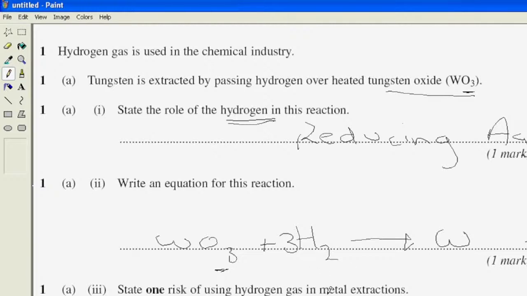State 1 risk of using hydrogen gas in metal extractions. It's the reason why I went into chemistry: it blows up. Well, there's a risk of it blowing up. And there you go.